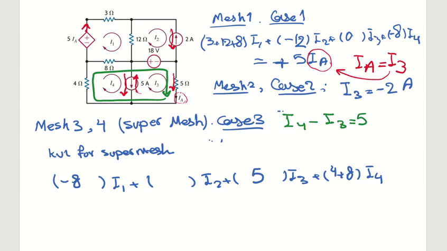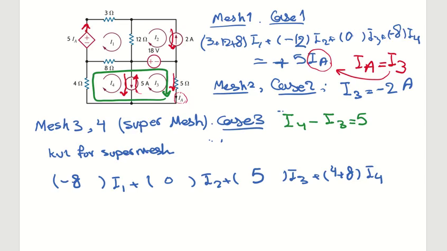I2 is not sharing anything with the super mesh. There is an 18 volt voltage source, but we are looking for resistors at this point, so the coefficient is going to be 0. The other side of the equation is going to be all the voltage sources in the super mesh. So there is the 18 volt voltage source.